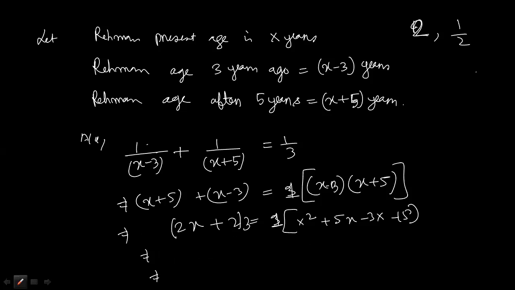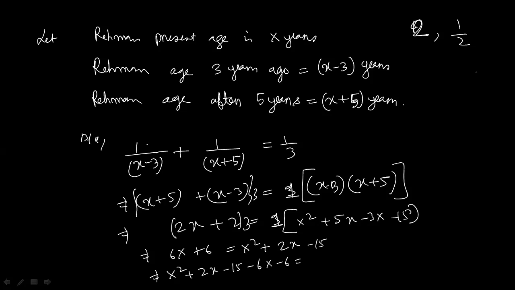Sorry. So it will be, because it is 1/3 now, so it will be multiplied here. So it will be 6x plus 6, and it will be x square plus 2x minus 15. Now see, when you solve this, it will be x square plus 2x minus 15 minus 6x minus 6 equal to 0.